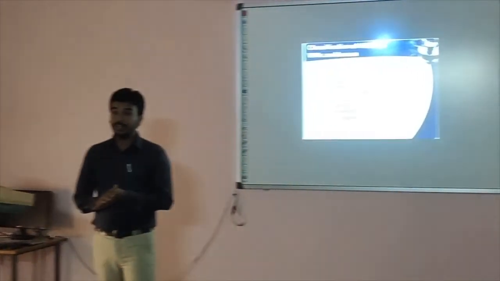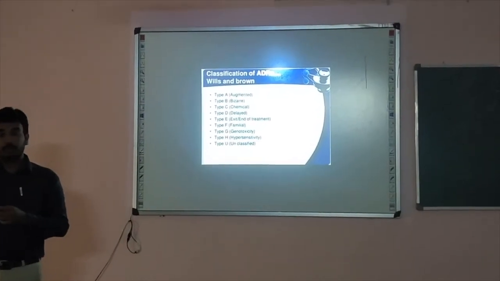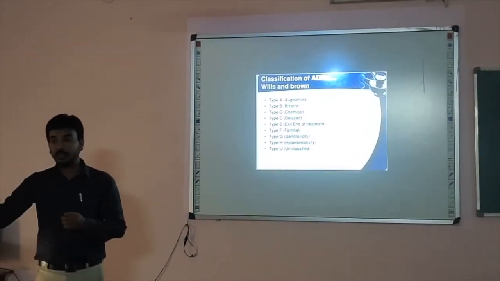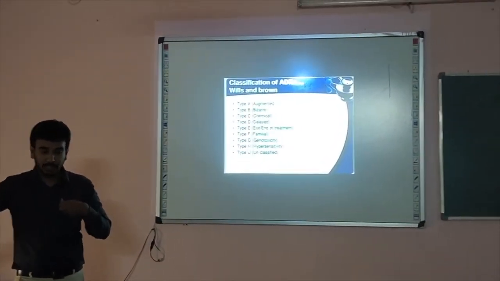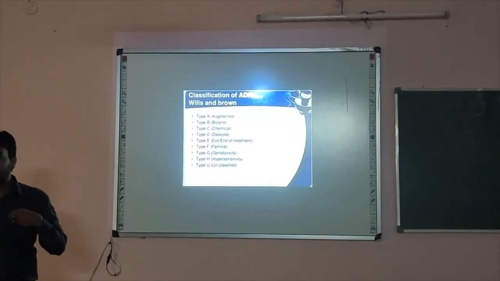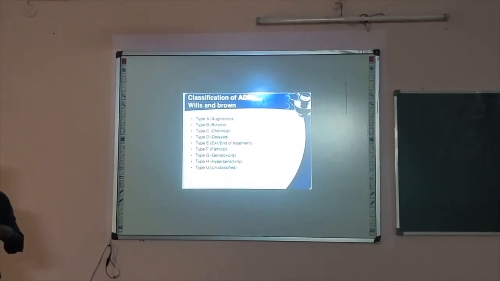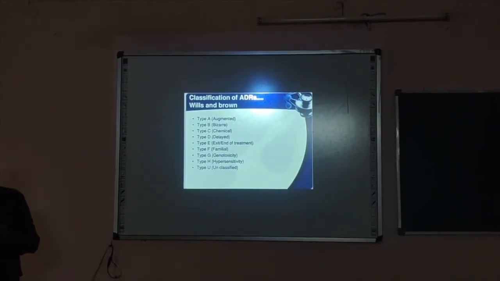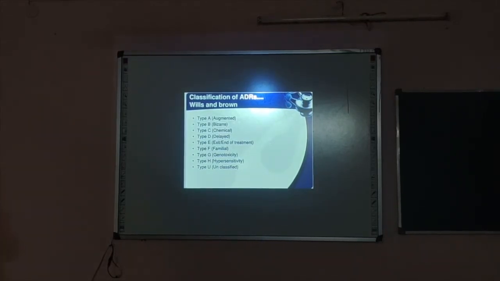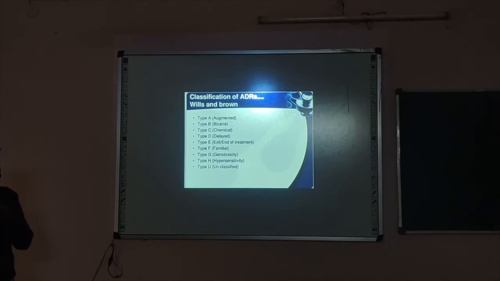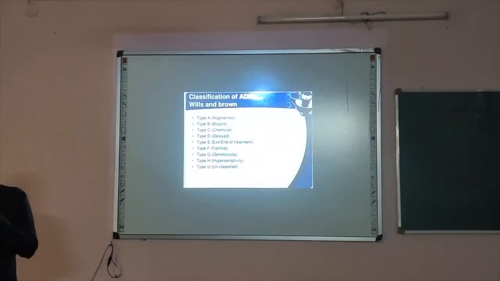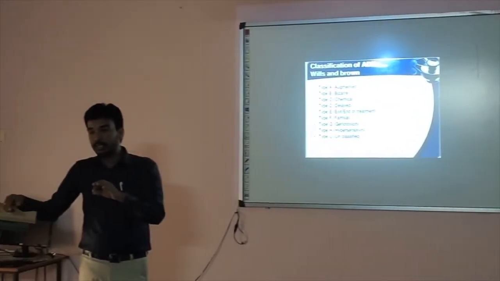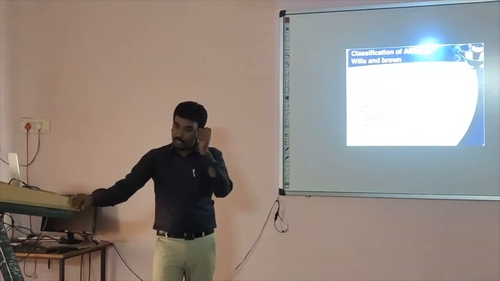Next, classifications of ADRs. I think this has been completed. These are the different common types of ADRs: A, B, C, D, E. A is augmented, a very common type. A is augmented, B is bizarre, C for chronic, D for delayed, E for end of treatment, F for familial, G for genotoxicity, H for hypersensitivity, U for unclassified. This is a very simple type of classification according to Wills and Brown's ADRs.